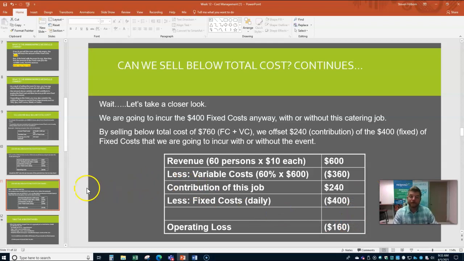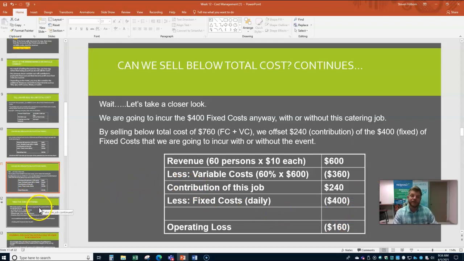So there are scenarios where it makes sense to actually know you're losing money, but you're still going to take the job.